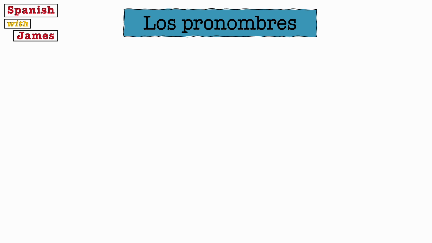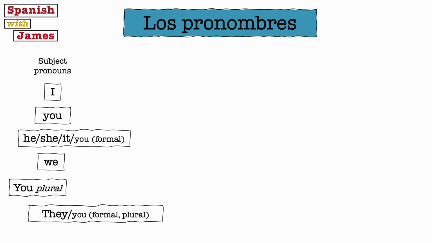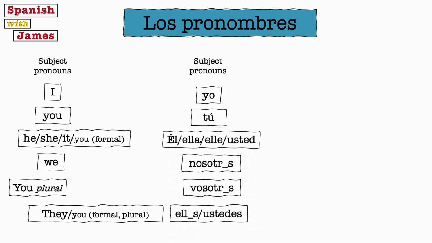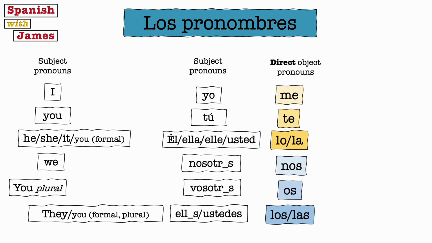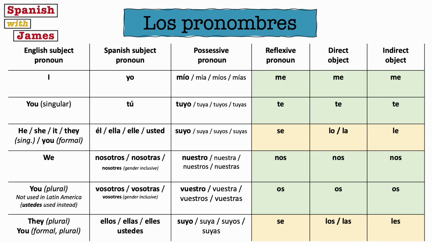So we've talked about loads of different pronouns. Let's quickly recap. In English, the subject pronouns are I, you, he, she, it, we, you, they. And in Spanish, there's also a you formal and a you formal plural, which is usted and ustedes. The direct object pronouns are me, te, lo, la, nos, os, los, las. And the indirect object pronouns are me, te, le, nos, os, les. So here we have pretty much everything we've talked about so far today.